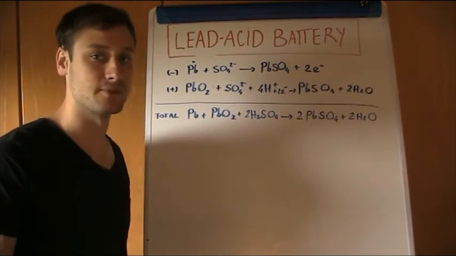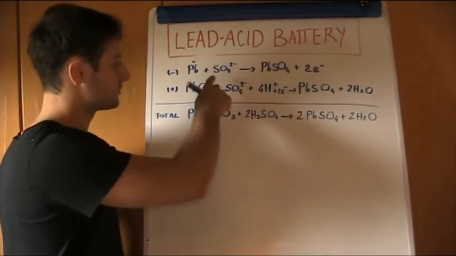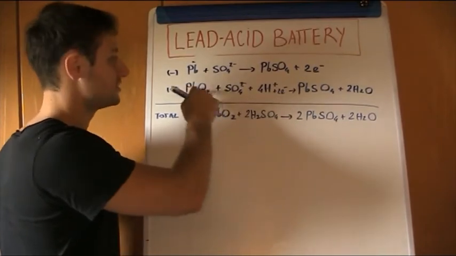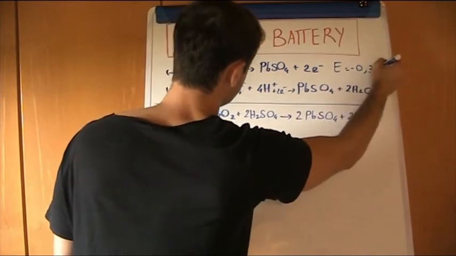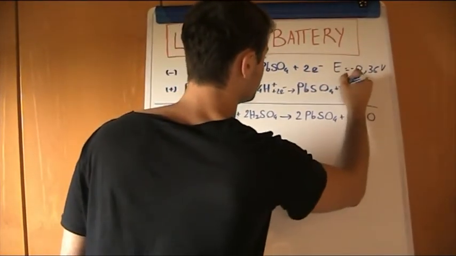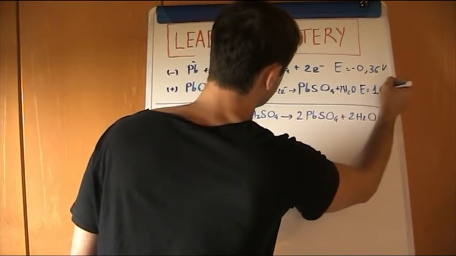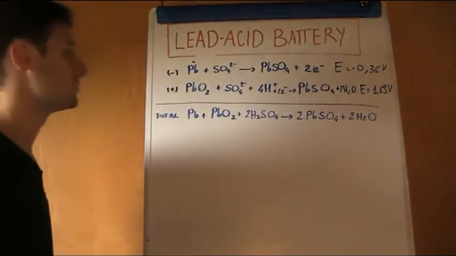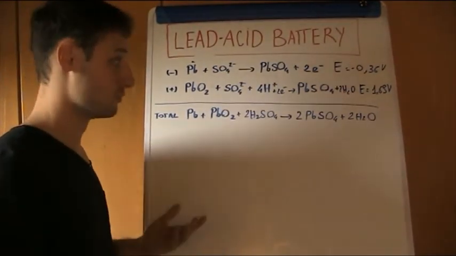These 2 semi-reactions are associated with a specific Nernst equation in order to describe the total potential as a function of the difference between this reduction potential and this one. In this case, the reduction potential we know is minus 0.36 volts, and in this case is 1.69 volts, and so the difference in d.d.p. is around 2 volts.